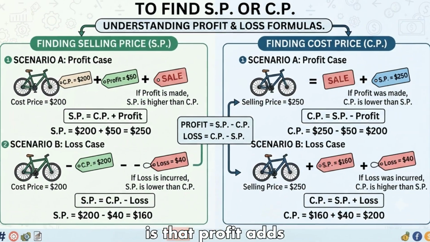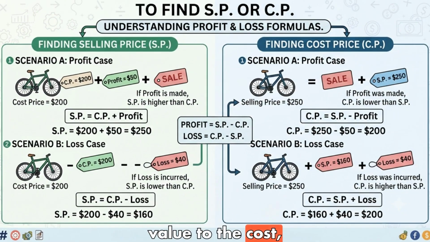The core logic is that profit adds value to the cost, while loss removes value from the cost. 1. Finding selling price, SP. If you know what you paid for an item and how much profit or loss you want to make, you calculate SP as follows. When there is a profit, you add the profit to your original cost. Formula: SP = CP + Profit.